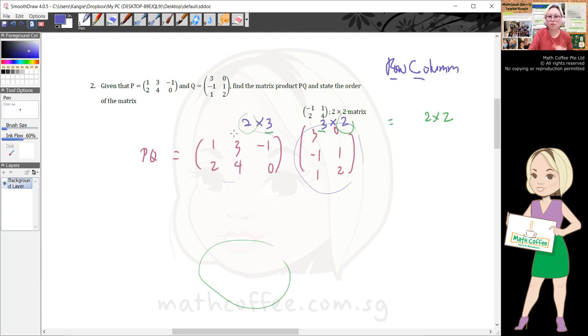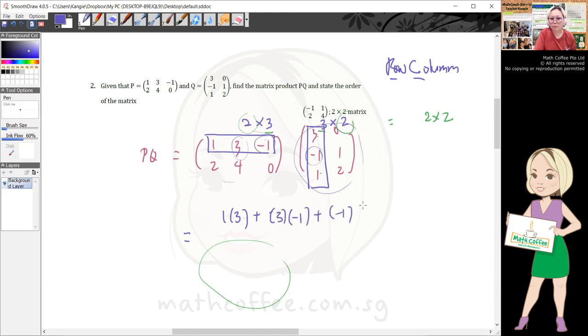Okay, so let's proceed. What I do is, I will always say first row multiplied by the first column. I always do this. Then what you do is 1 times 3, and don't use the multiply sign, I always use brackets. So 1 times 3 plus 3 times minus 1, plus minus 1 times 1. Okay. Then after that, you leave a gap and go to the other side.